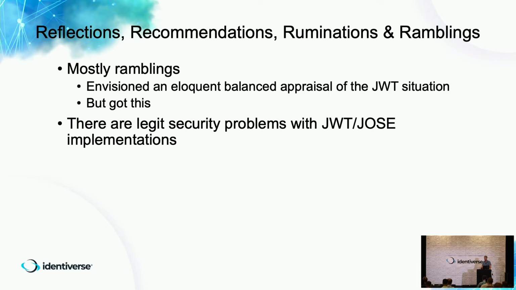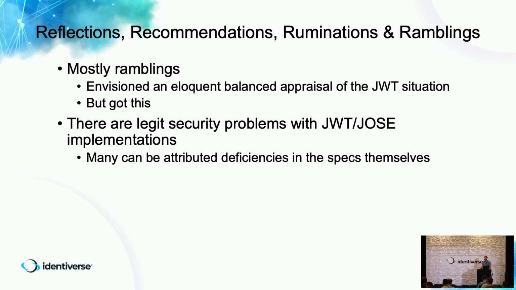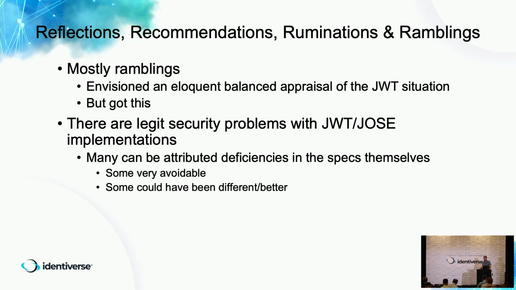There are, I think, as we've talked about here, some very legitimate security problems with the JOSE and JWT implementations, and many of those themselves can be attributed to deficiencies in the standards themselves. Problems in the standards laid the opportunity for these mistakes to be made that didn't necessarily have to be there in the first place. And some of those were very avoidable. We were warned, and we did them anyway. And some could have been done differently or better.